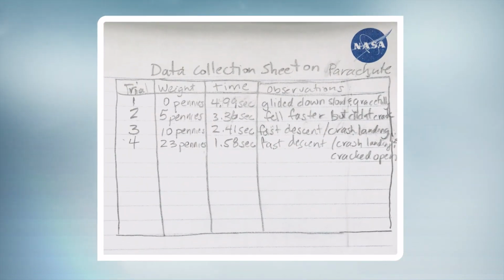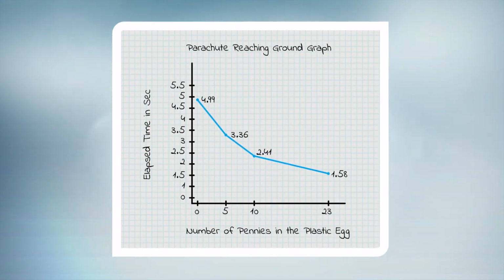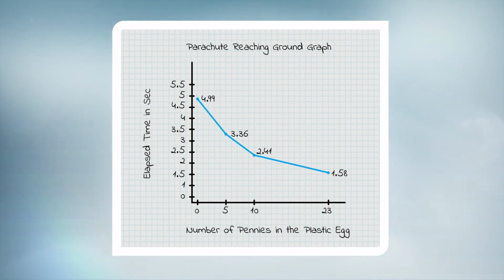Once you've collected all your data, it's time to make a graph. This graph is showing that as I increase the mass by adding more pennies to fill the inside of the plastic egg, the faster the egg falls to the floor. What do you think we will have to do to slow down the plastic egg with increased mass from falling so fast to the floor?